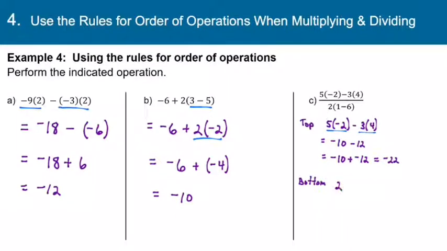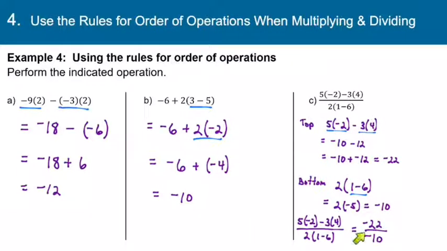Then in the denominator, we have 2 times 1 minus 6. Of course, we should perform the subtraction inside the parentheses first. So we can think of this as 1 plus negative 6, and we know that the signs are different, so we'll have to subtract and use the sign of the larger number. So 1 minus 6 is going to be negative 5. So 2 times this parentheses becomes 2 times negative 5, and of course we know that that is going to be negative 10.